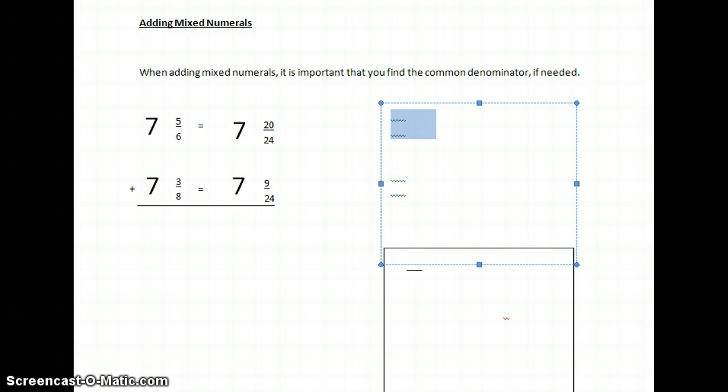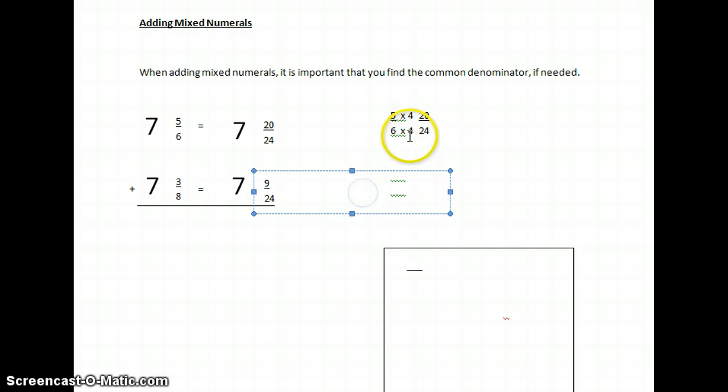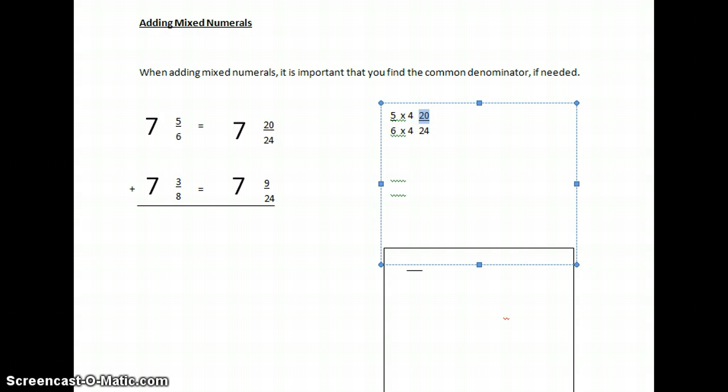So I can come over to the side here on my scrap paper and compare it. 5/6 equals something 24ths. Let's just say I have it written like so. And I'd say 6 times 4 equals 24. So then 5 times 4 is going to give me my 20. There's my 20 24ths. I'll do the same with the 3/8 and the something 24ths.